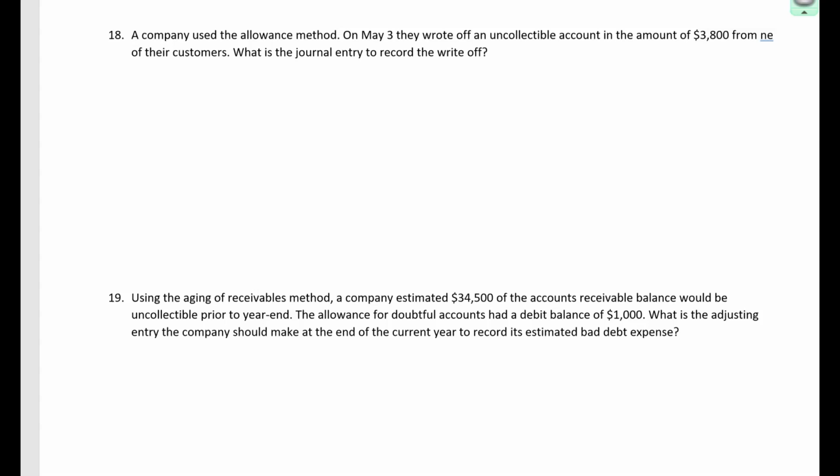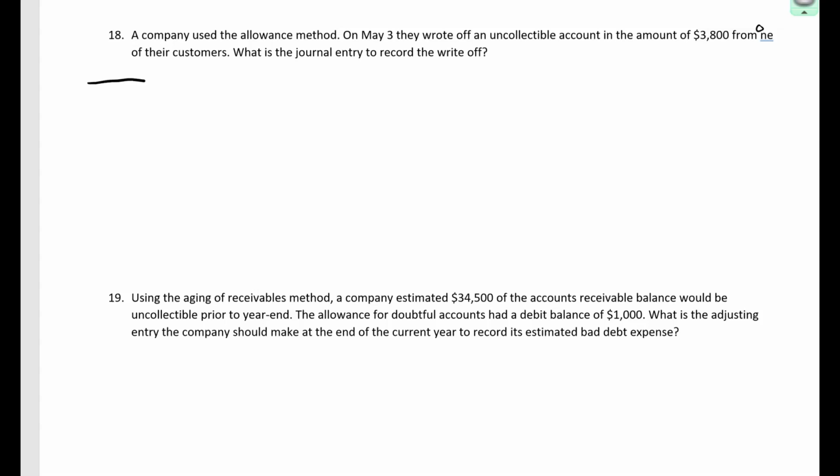Using the aging, company uses the allowance method. On May 3rd, they wrote off an uncollectible account of $3,800 from one of their customers. It should be O-N-E, one of their customers. What is the journal entry to record the write-off?